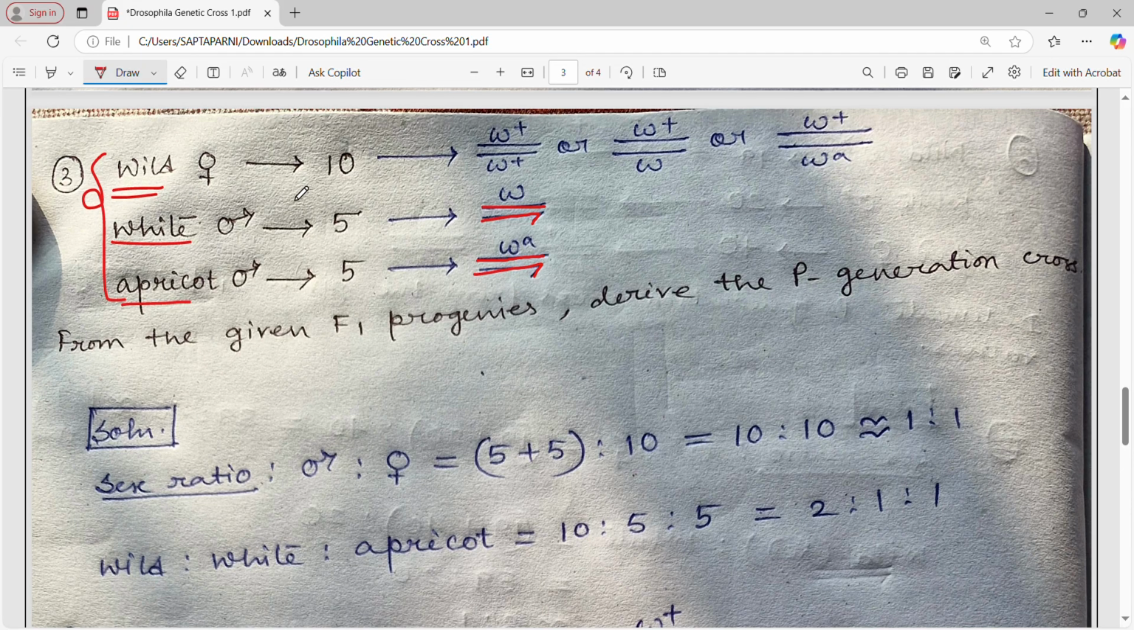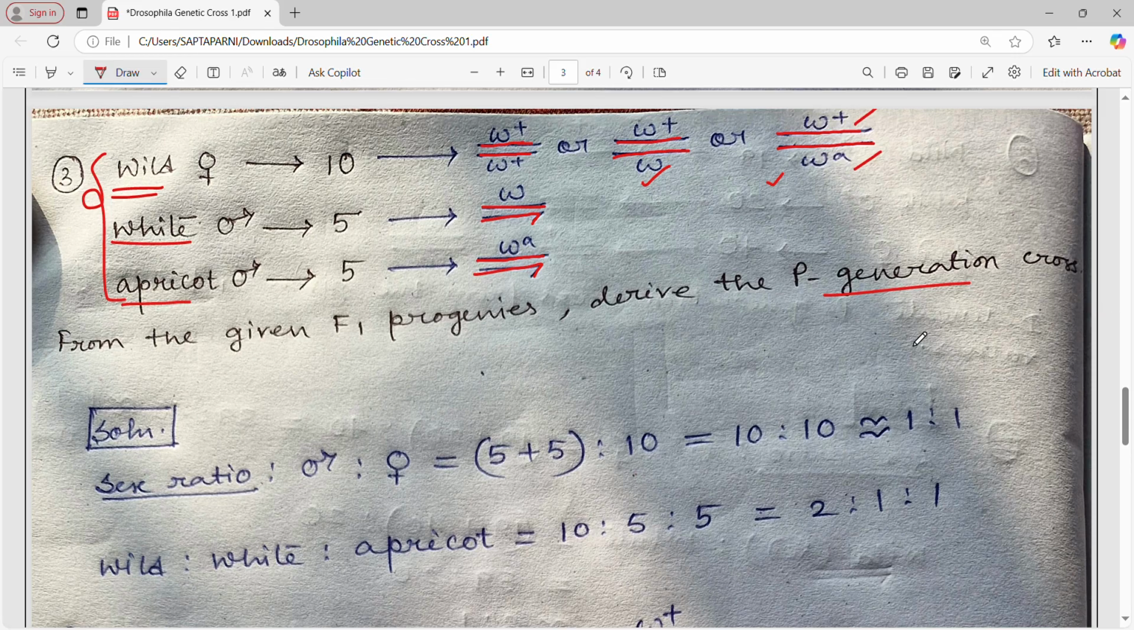Okay, so what can be the genotype of wild type female? One could be both the X chromosomes contain the wild type allele, that is W plus W plus. Or it could be that one X chromosome contains wild type allele, that is W plus, whereas another X chromosome contains white type allele, that is W. As we know, the mutants are recessive, so in heterozygous condition they will also show the wild type color or red color. Another genotype could be one X chromosome showing the wild type allele W plus, and another X chromosome showing the other mutant allele, that is apricot WA. We also know that apricot is also a recessive mutation, so in heterozygous condition this will show the wild type or red color eye. Okay, so let's derive the P generation cross here.